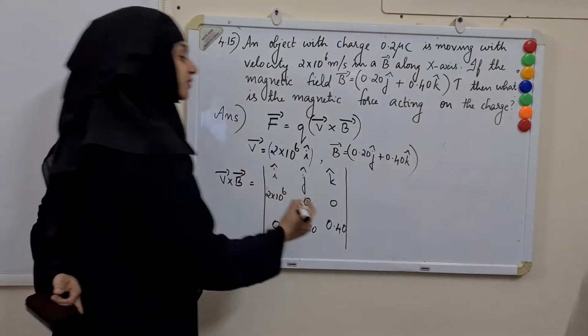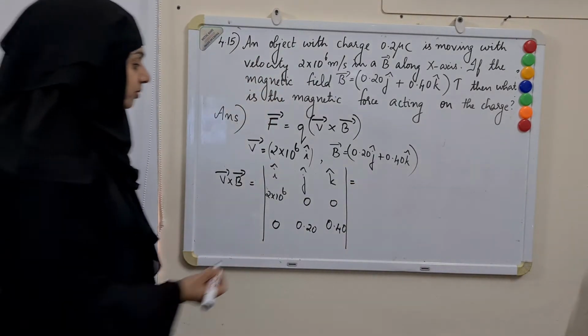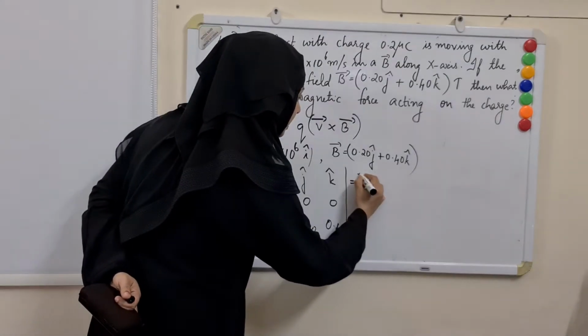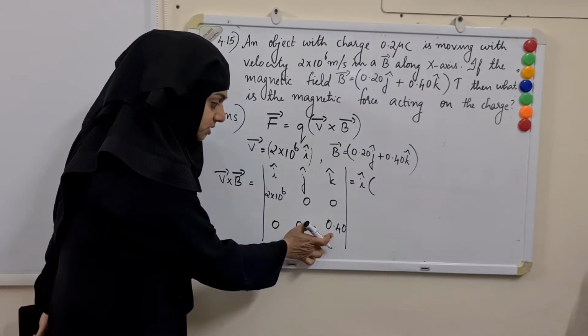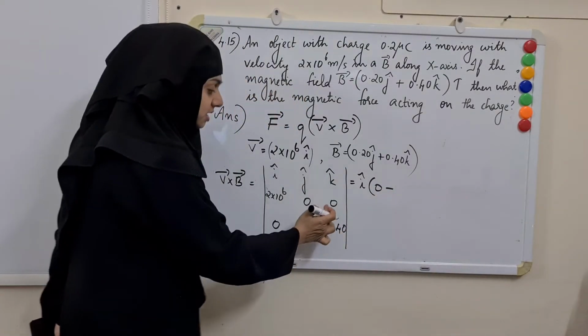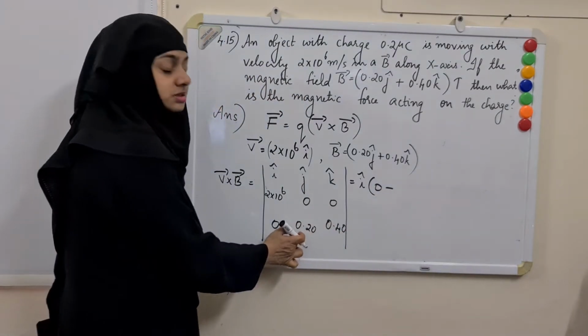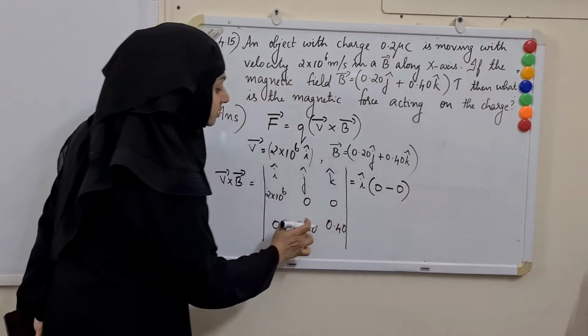So now let us find the determinant. Determinant is equal to i cap times 0 into this. What will be the value? 0. Minus 0 times this. What will be the value? 0. 0 times something is 0.